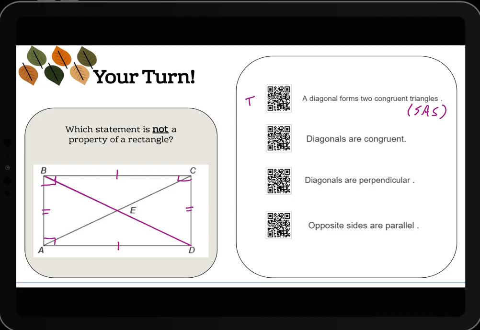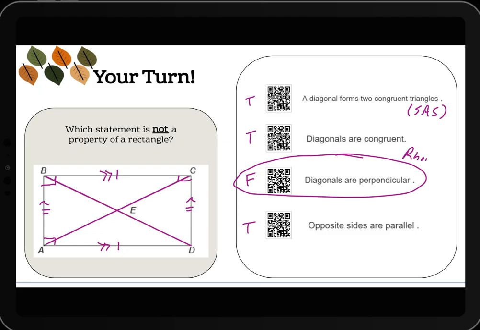I want to use T for true. Are the diagonals in a rectangle congruent to each other? Well, we just talked about that. That is actually true. Are they perpendicular? That is not true, actually. In a rectangle, the diagonals are not necessarily perpendicular. If it's a square, then they are, but it's not here. It's just a rectangle, so that's false. Opposite sides have to be parallel because it is a parallelogram. So the one, of course, that's false is this one. This is one that's not actually a property. That is a property of rhombi, which is plural for rhombus, and squares, but that is not a property of rectangles.